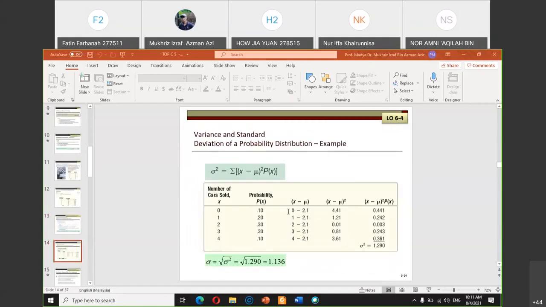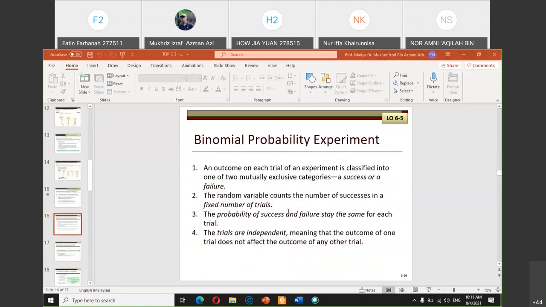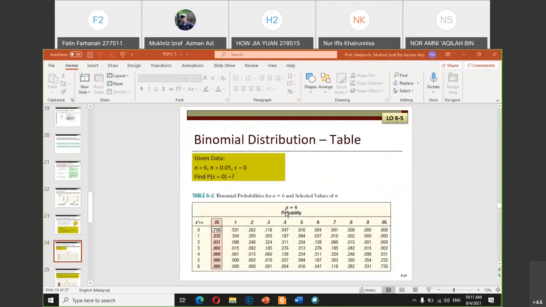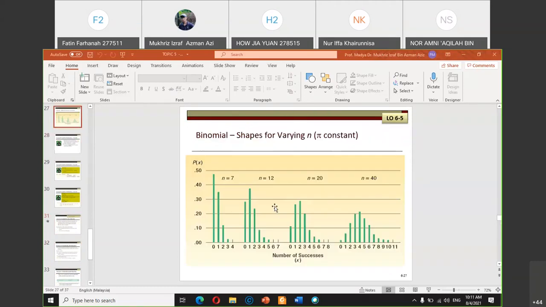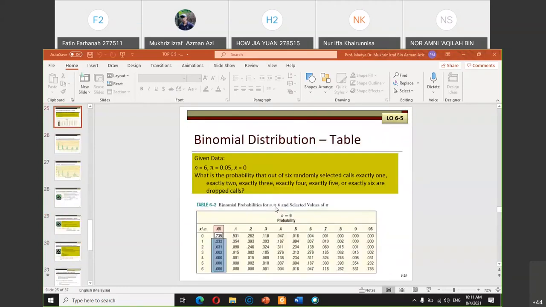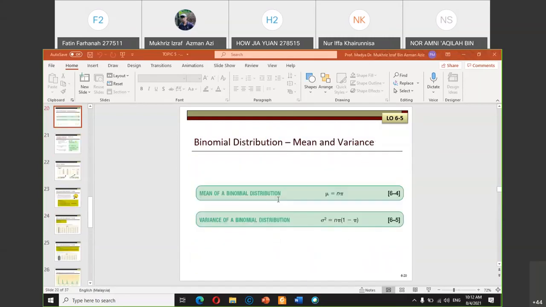Okay. And again, as I mentioned before, the focus for topic number 4 is on two discrete distributions, which are binomial and Poisson distribution. Today we will cover binomial, and by next Monday we're going to start on Poisson distribution. Most of the questions in your test 2 will cover these two, binomial and Poisson. Okay, so we're going to start on binomial distribution.